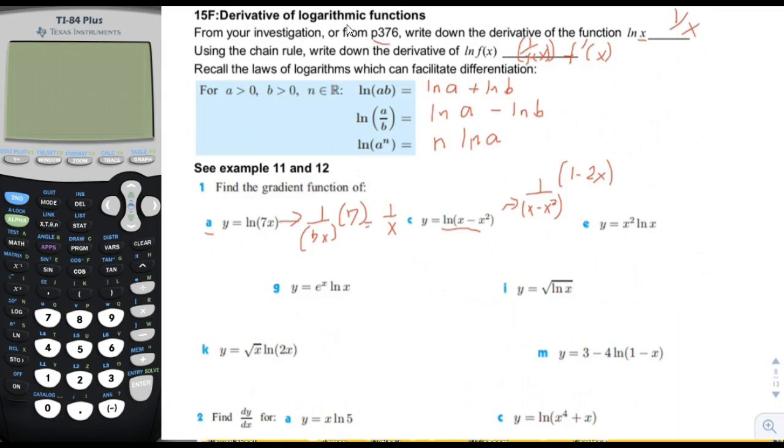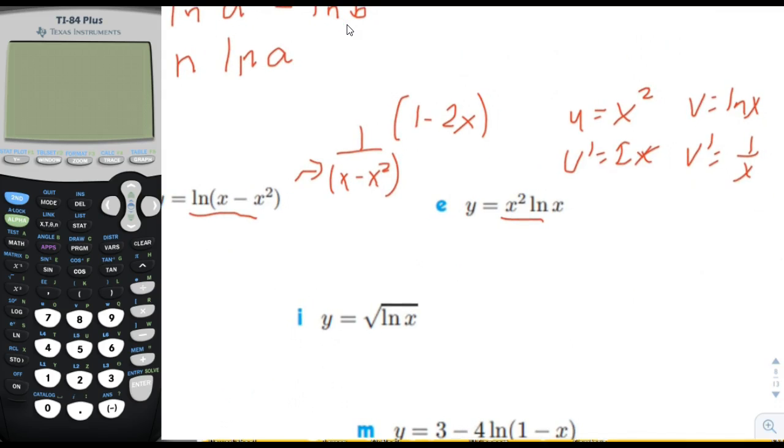Alright, E. You're going to have x squared times natural log of x. So this is not just the derivative of natural log. This is a product. So what you're going to have to do is you're going to say, hey, u equals x squared, v equals natural log of x, u dashed equals 2x, and v dashed is equal to 1 over x. Okay. So I'm just going to rewrite this because I wrote it really messy.